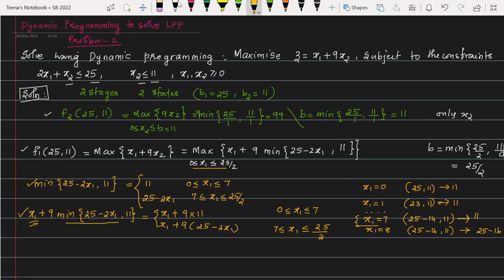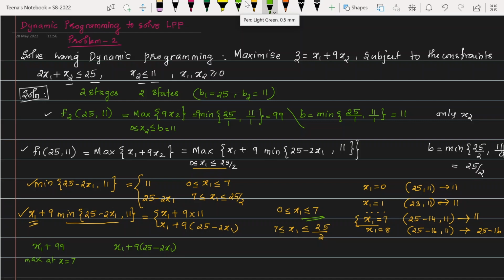Okay, now let us find the maximum among these possibilities. So we got all the minimum values, and let us find the maximum among these possibilities. Now, we have two options. One is x1 plus 99, and the other function is x1 plus 9 into 25 minus 2x1. Between these two possibilities, this attains its maximum at x1 equal to 7, because x1 equal to 7 is the maximum attainable range.